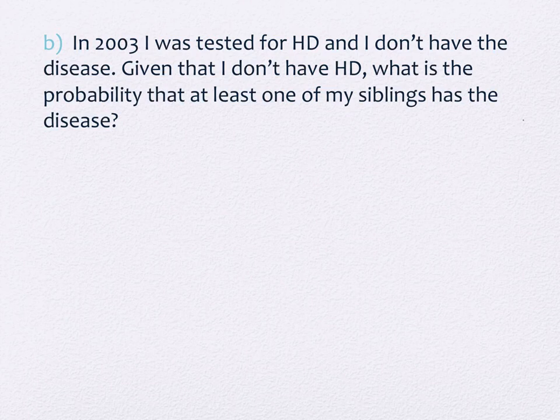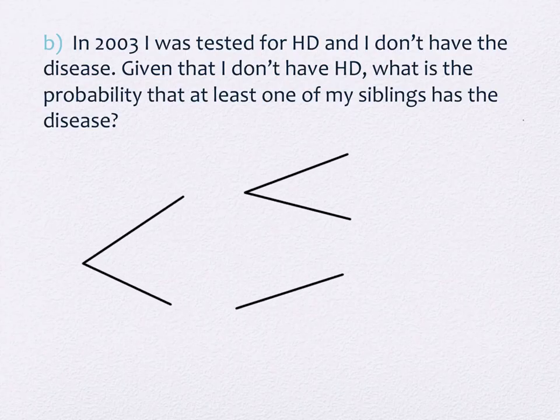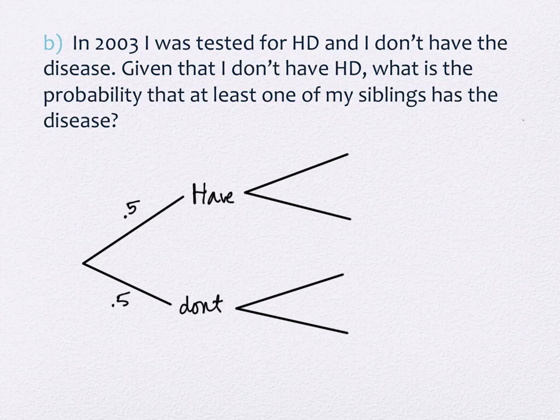So we're going to take a look at one more question. I'm going to give you one more piece of information that's happened recently. In 2003, I was tested. I don't have it. So we're going to take a look at what's the probability, given that information, that at least one of my siblings still has Huntington's disease. So we have only 2 branches then, right? Only my sister and my brother. And they either have it or they don't. We'll use decimals now. Feel free to use fractions if you want.